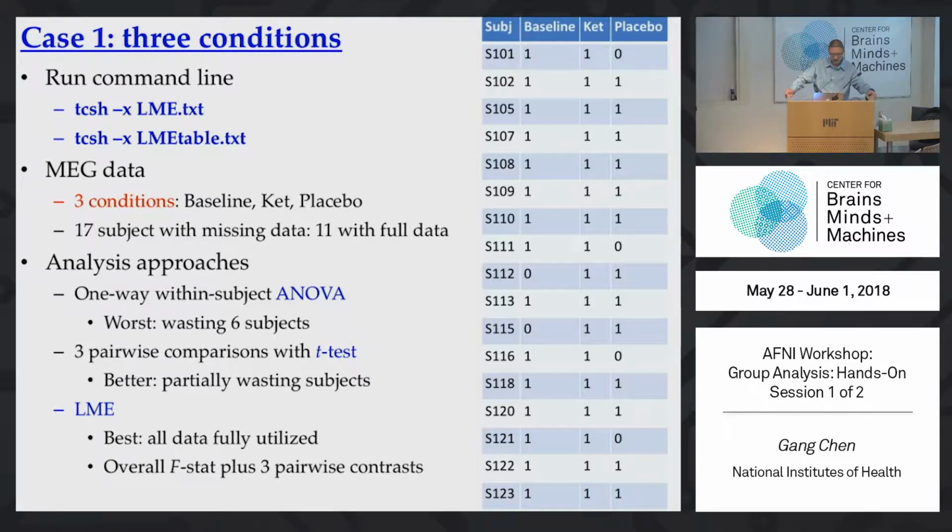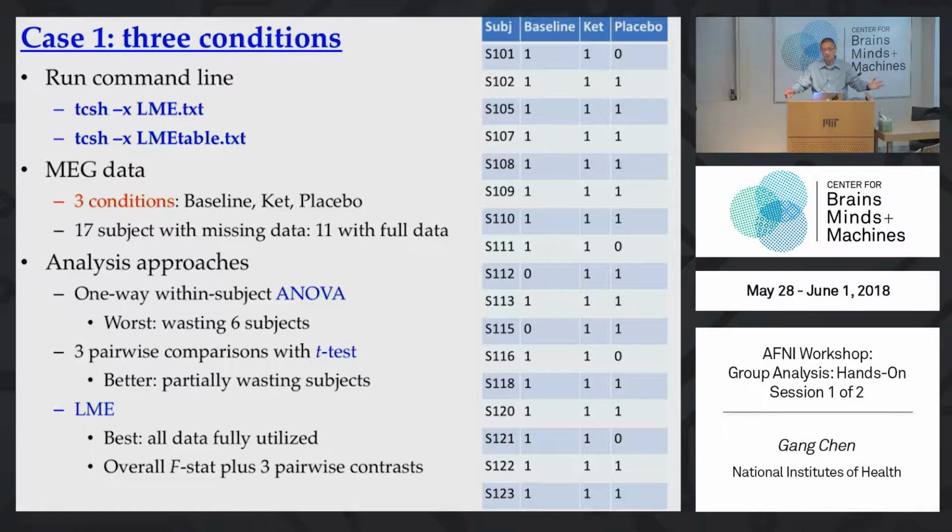So what can we do when we have missing data? There are 3 separate approaches. The first approach, if we stick with the traditional ANOVA data structure, is that we'll have to remove 6 subjects, because there are 6 subjects with missing data. That's probably the worst approach.